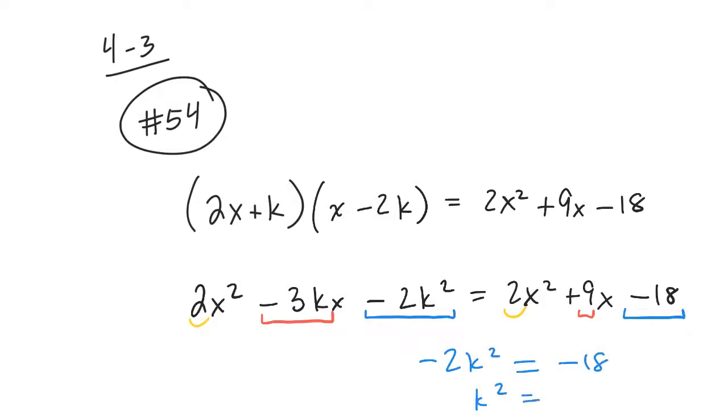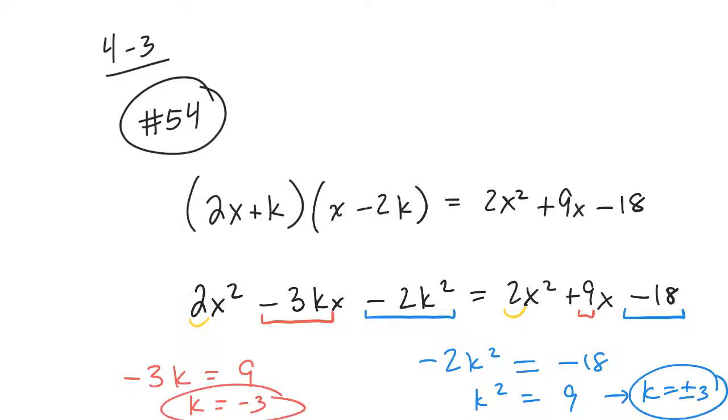So again, we set what's in blue equal to each other. We go ahead and divide by negative 2 on both sides. And as Olivia said, we get plus or minus 3. So it seems like k has 2 values. But if you just look at the middle term instead, in red, negative 3k is also equal to 9. So in this case, k is equal to negative 3. So according to our middle statement, k has to be negative 3. But according to our last statement, k could be plus or minus 3. So clearly our answer is just going to be negative 3.